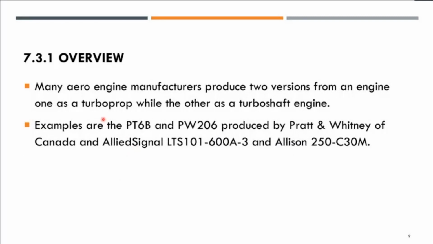Many aero engine manufacturers have already produced two versions from an engine, one as turboprop and the other one as turboshaft engine. Example, PT6B and PW206, which is produced by Pratt & Whitney of Canada, as well as Allied Signal LTS101, 600A3, and Allison 250C30M. And this is an example of other type of engine that are produced by manufacturers around the world.